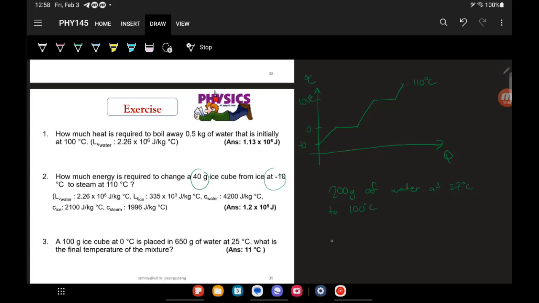So how to solve this? It's just Q equal to mc delta T. m is 0.2, which is the 200 gram. The specific heat capacity for water is 4200, I just took it from here. And the temperature difference: the last temperature is 100, the initial temperature is 27. Solve this and you get the heat required for water to increase its temperature to 100. The same concept applies here.